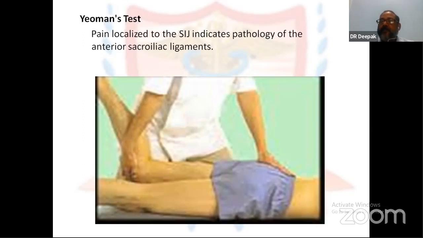Next is Yeoman's test. Pain localized to the SI joint indicates pathology of the anterior sacroiliac ligament. In that test, the patient is in prone position, the knee is flexed, and the sacroiliac joint is stabilized, and with the other hand the therapist moves the knee in the upward direction, that is extension. If pain is there, then the SI joint is involved.